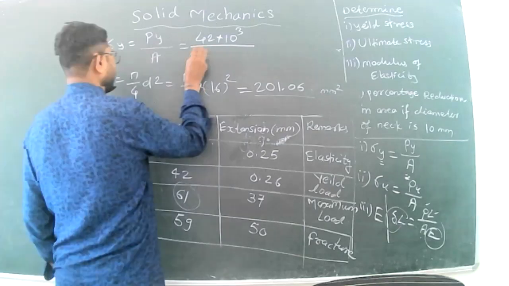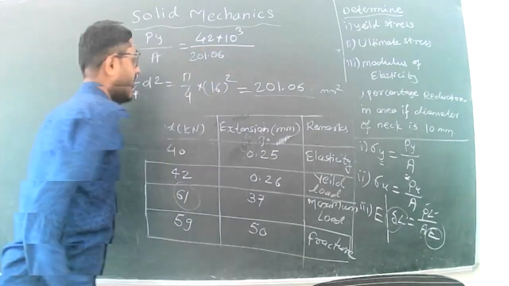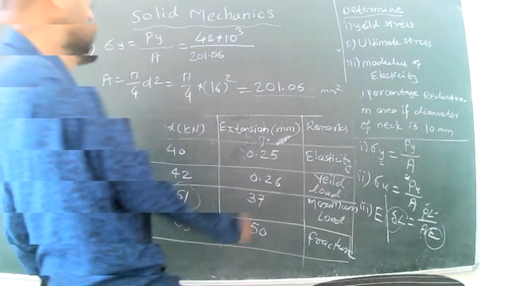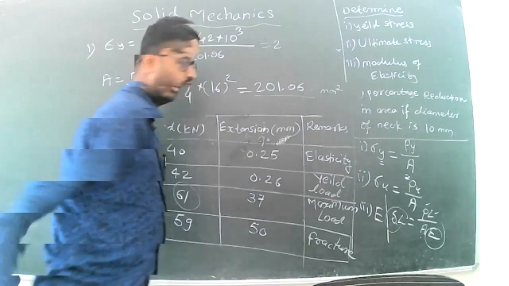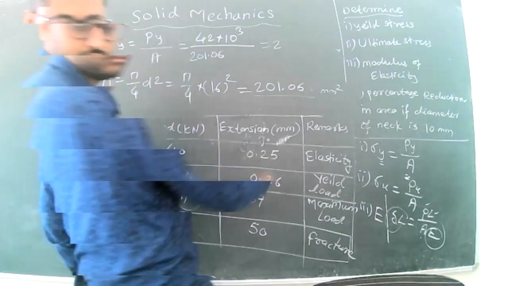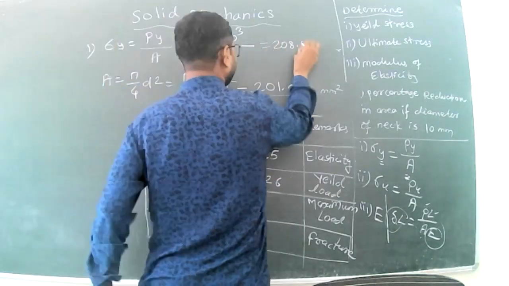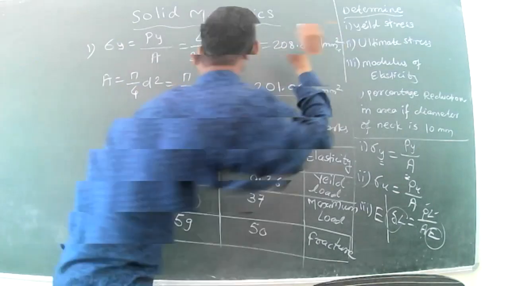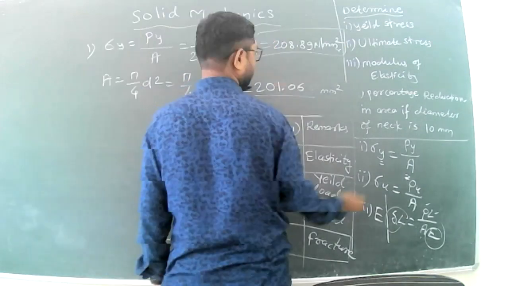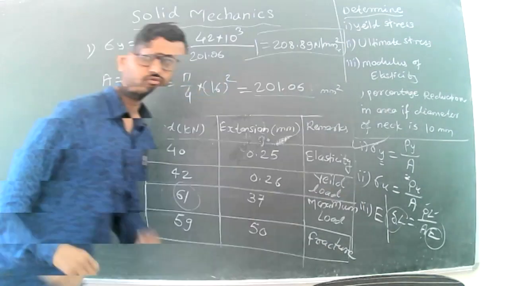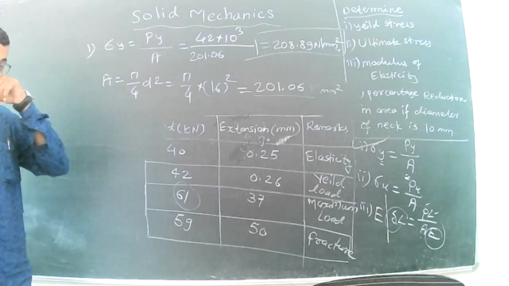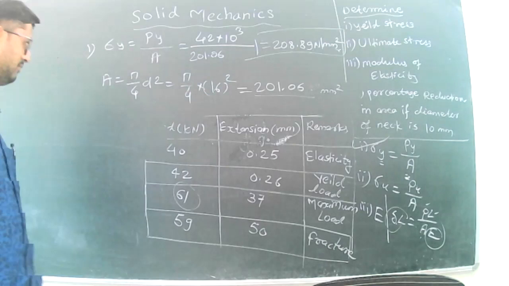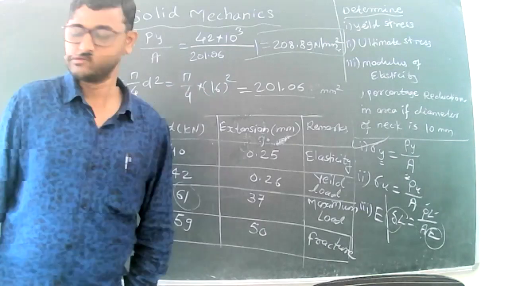So here, 201.06 mm square, and by calculation yield stress is equal to 208.89 Newton per mm square. That is the first answer that we have to find: 208.89 Newton per mm square.